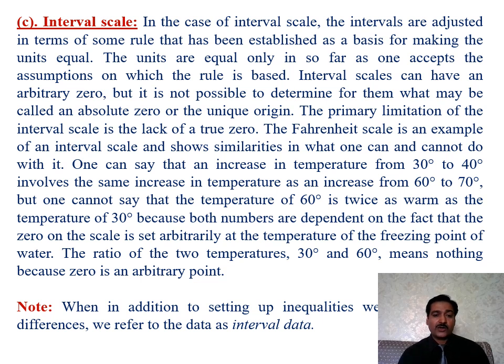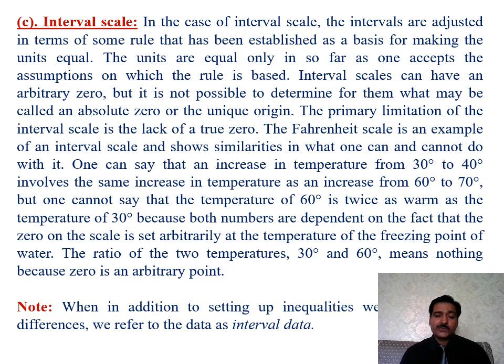But one cannot say that the temperature of 60 degrees is twice as warm as the temperature of 30 degrees, because both numbers are dependent on the fact that the zero on the scale is set arbitrarily as the temperature of the freezing point of water. The ratio of the two temperatures, 30 degrees and 60 degrees, means nothing, because zero is an arbitrary point.